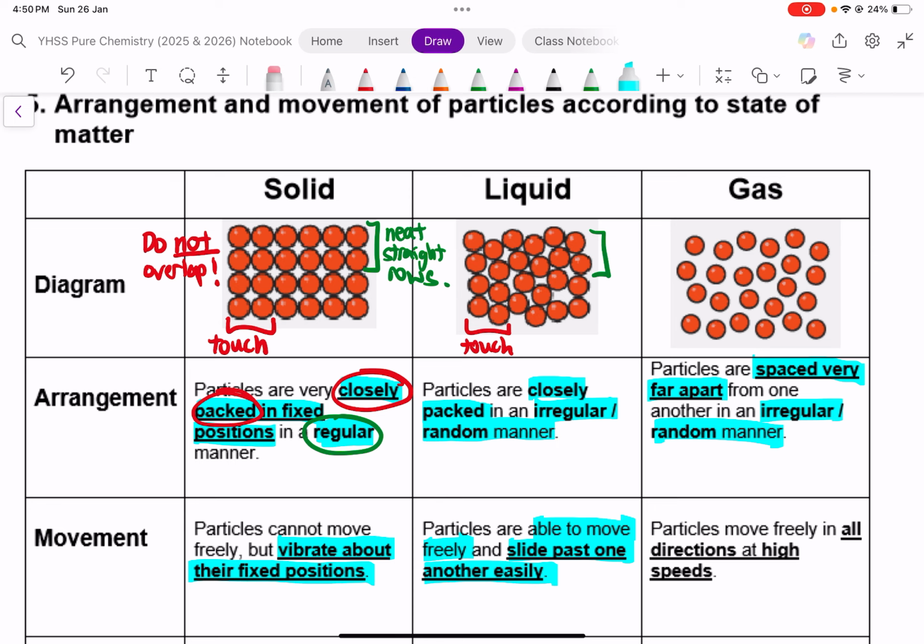Finally, in a gas, the particles move freely in all directions at high speeds. So it's important to mention both the direction and the high speed. Okay, very often students forget all about the direction. They only mention particles move at high speeds. That's not acceptable. In a gas, the particles move freely in all directions at high speeds. So you need to be able to draw the diagram to show the arrangement. You also need to be able to describe in words the arrangement and movement of particles in each state.